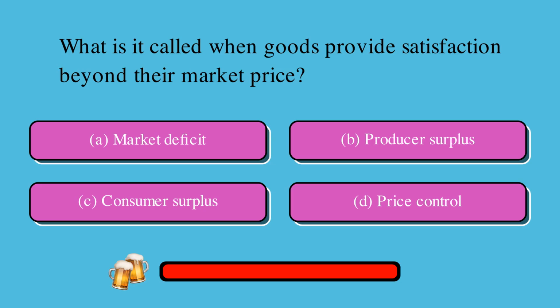What is it called when goods provide satisfaction beyond their market price? Is it A, market deficit, B, producer surplus, C, consumer surplus, or D, price control? The correct answer is C, consumer surplus.